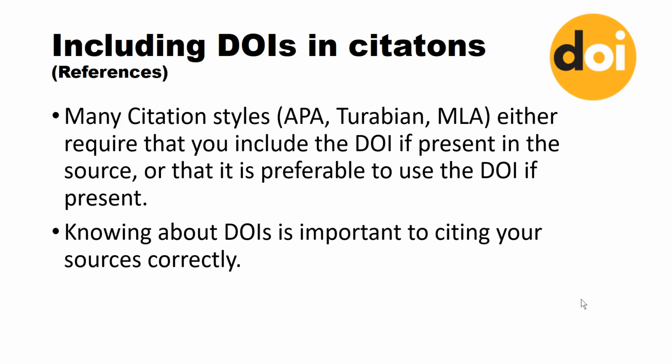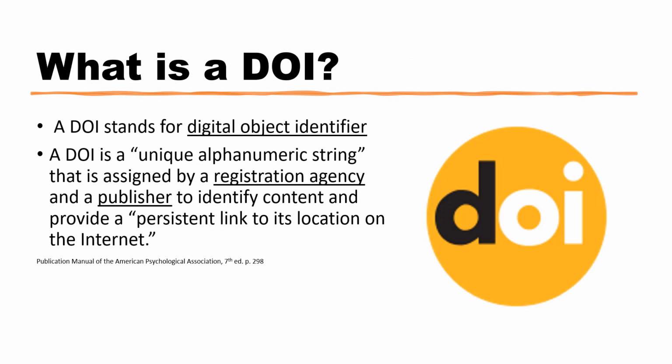But what is a DOI anyway? A DOI stands for Digital Object Identifier. A DOI is a unique alphanumeric string that is assigned by a registration agency and a publisher to identify content and provide a persistent link to its location on the internet.